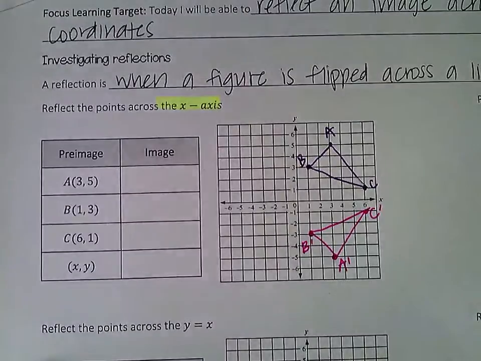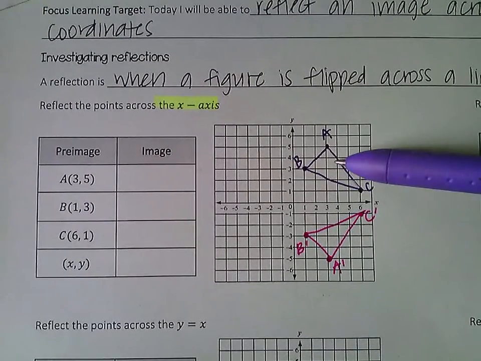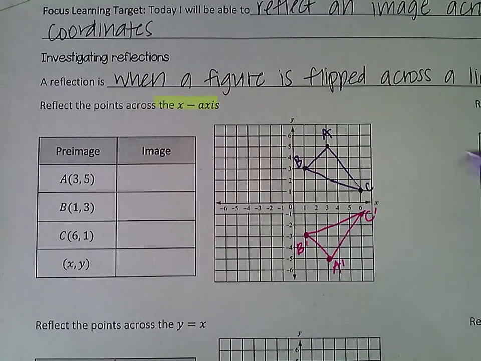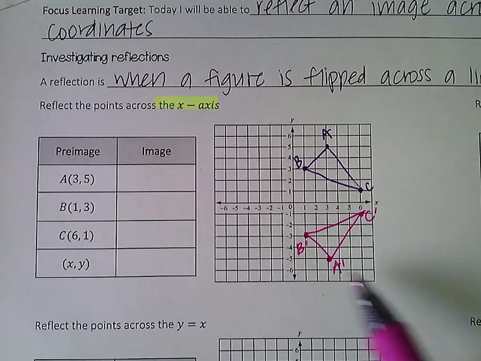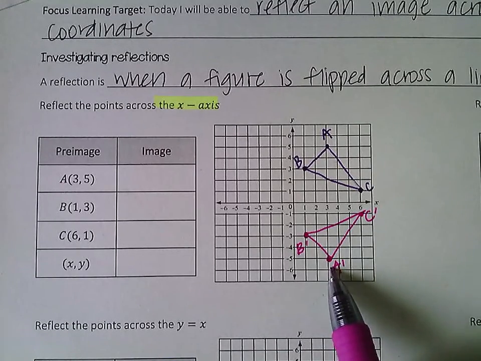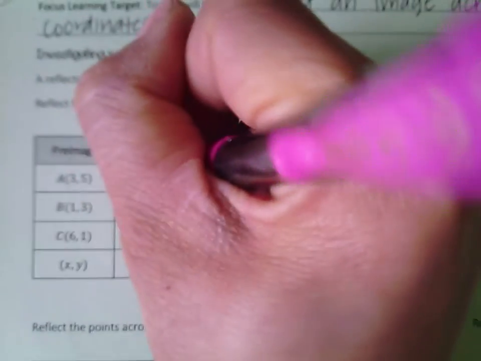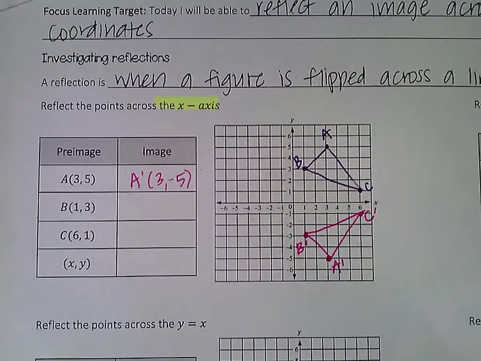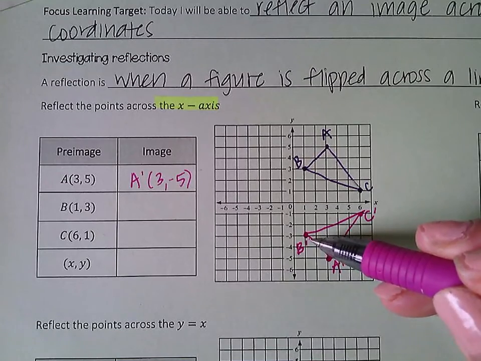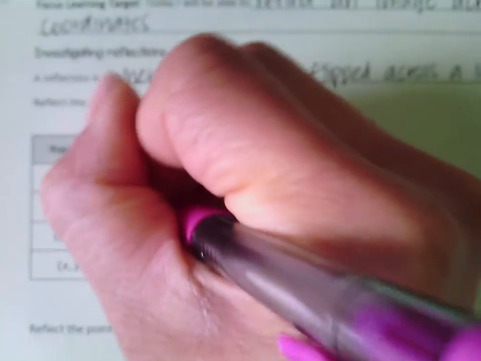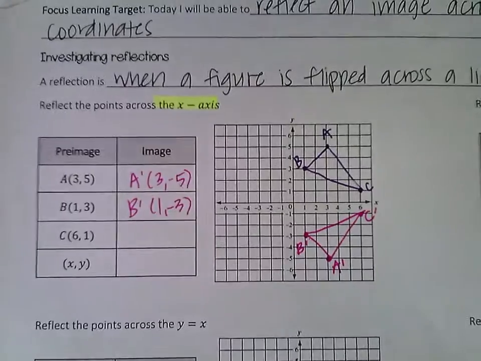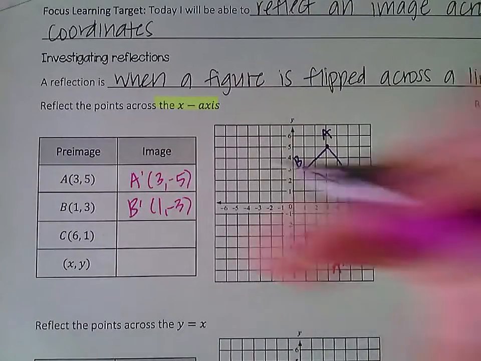So you can see here the purple triangle, which is our pre-image. The pre-image is flipped across the x-axis, and this is our new triangle here. So we're going to go ahead and find the new coordinates. Our A prime is 3, -5. Our B prime here is 1, -3. And then our C prime is 6, -1.